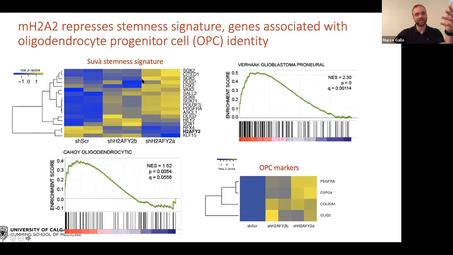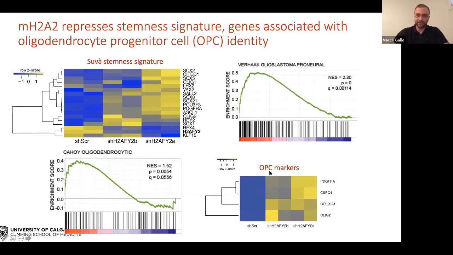What we really saw was that well-established stemness signatures published by Suva when he was in Brad Bernstein's lab really show that macroH2A2 downregulation increases the expression of this stemness signature, as would be expected. We also saw positive enrichment for genes associated with a preneural phenotype. We also found a positive enrichment of oligodendrocytic signature genes in the differentially expressed genes.